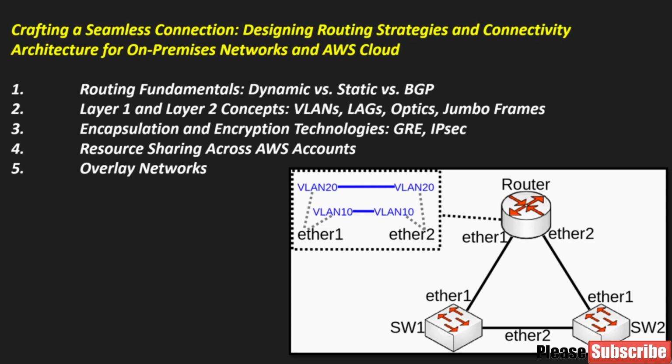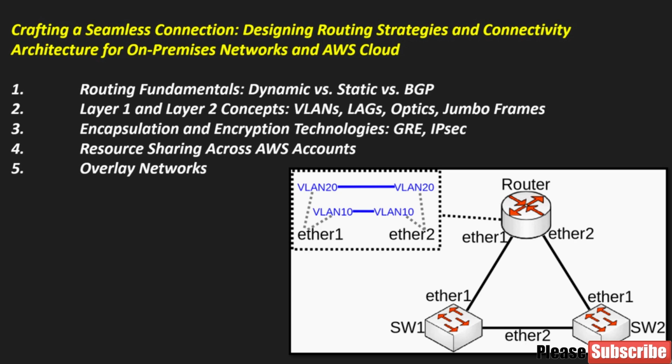The third point, that is a very important point, is encapsulation and encryption technologies, such as GRE and IPsec. Actually, security is paramount when transmitting data between on-premises networks and the AWS cloud. Generic Routing Encapsulation, shortened to GRE, enables the creation of private, secure communication tunnels over the internet. IPsec, that is Internet Protocol Security, adds an additional layer of encryption, safeguarding data in transit. Employing these technologies ensures the confidentiality and integrity of the transmitted data.